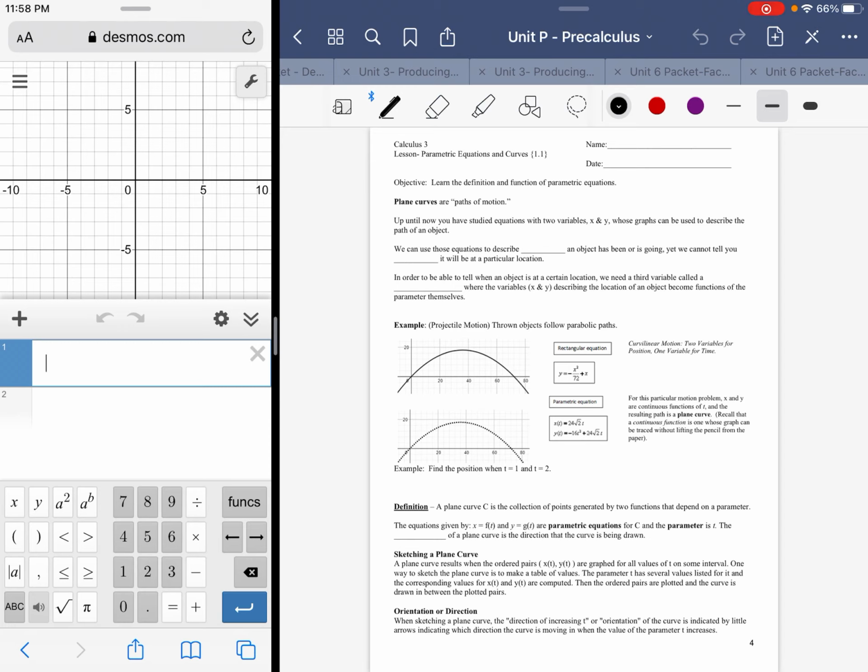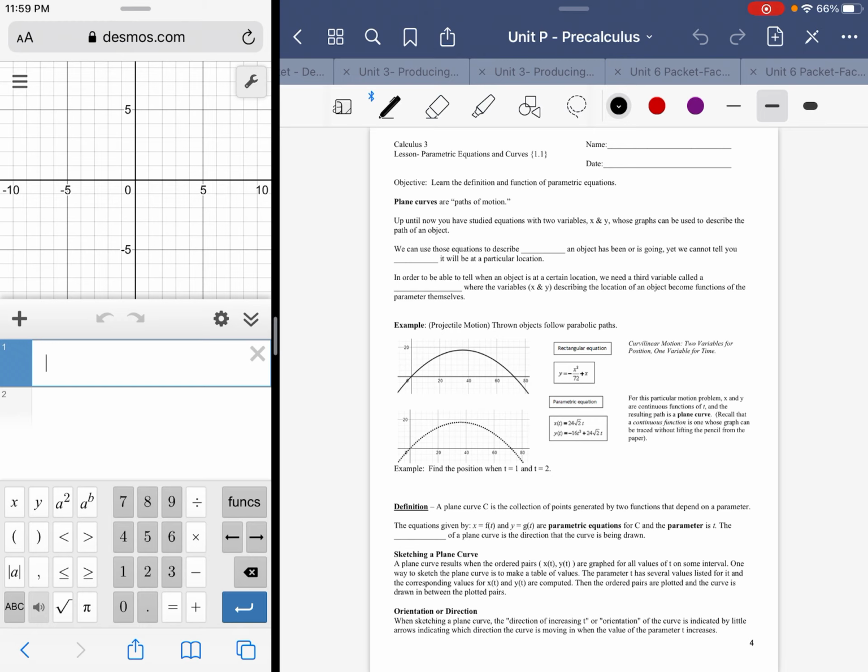Plane curves are paths of motion, so any kind of path that you might graph in space could be the path in which an object is in motion. All right, so we call those plane curves. Most of the time in the past, it would be in the cases of x and y. So an equation that solves for x in terms of y, or solves for y in terms of x. Now what we're going to do is take those equations and introduce a parameter. That parameter would be a new variable. Most of the time it's time, but sometimes it's other variables.